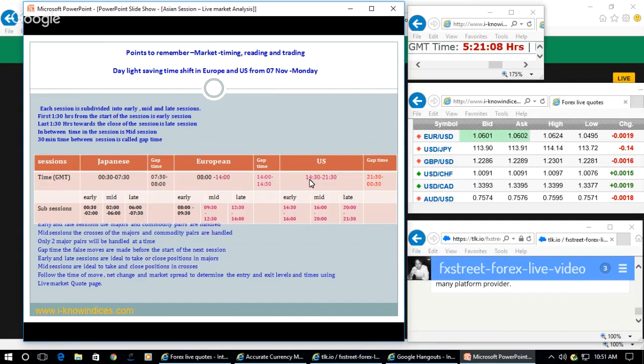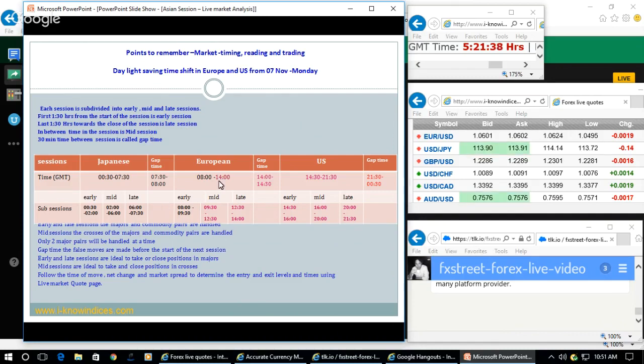So there, once US gains 1 hour as the daylight saving, then what will happen? The session starts by 13:30 GMT. You will come across the European session getting squeezed to 13:00 hours, and 13 to 13:30 will be the gap time, and 13:30 onwards will be the US session. The US session will get over by 20:30 at that time. Then no change in the Japanese session.